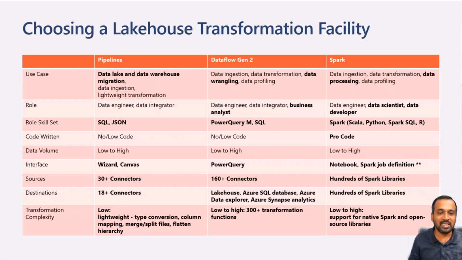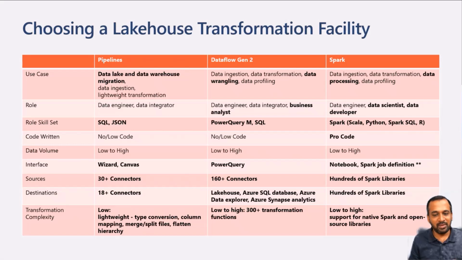So what is the role for each? Data engineers and data integrators can use pipeline. Data engineers, data integrators, and business analysts can also use Dataflow Gen 2 because the UI makes everything easier. Spark is basically for data engineers, data scientists, and data developers. For the skills needed, you need to know SQL and JSON for pipeline. For Dataflow Gen 2, Power Query M language and SQL. For Spark, you need Spark Scala, Python, .NET, Spark SQL, or R. So the pipeline and dataflow are low code or no code, but for Spark you need pro code. I mean, you need good development knowledge.